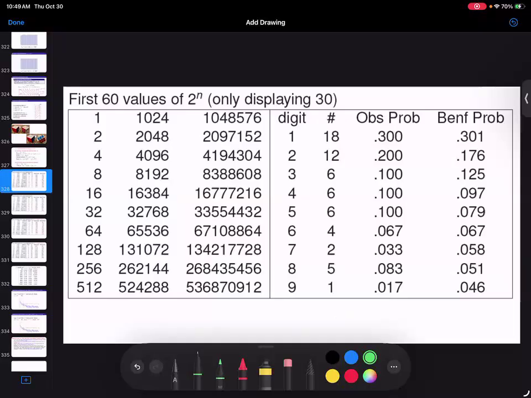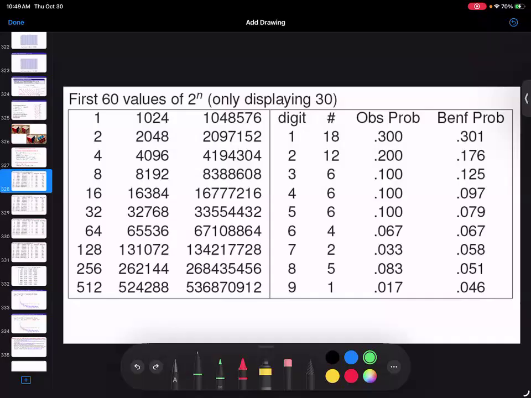So here are the observed probabilities. Here are the Benford probabilities. Do you think it looks Benford? Roughly. Yeah, roughly. I mean, it's not looking uniformly distributed. It's not looking like all digits are equally likely.